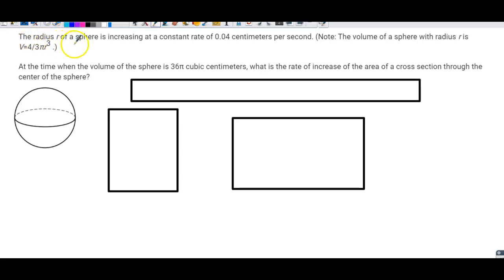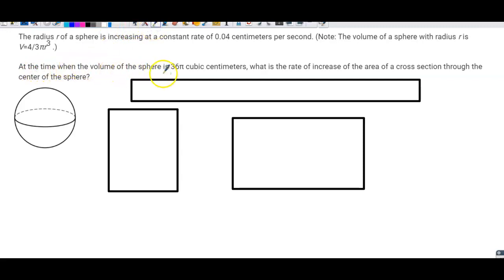The radius of a sphere is the same setup. The radius of a sphere is increasing at a constant rate of 0.04 centimeters per second. They give me the volume formula again, but this time they ask me a different question. This time, they want the time. At what time? I'm sorry, I misread that. That's not correct.